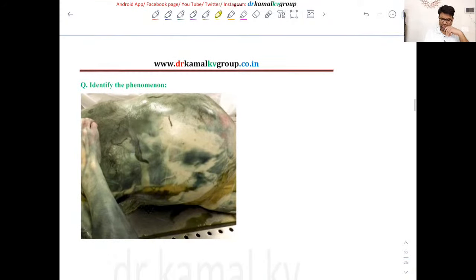Now, what is this phenomenon? What you can see here, of course, I think most of you must agree that this is a post-mortem change. Now, what is this actually? What is being shown in the image? It is very easy to identify. Anyone? What is being shown in the image? Very good, Sanghmitra, very good.